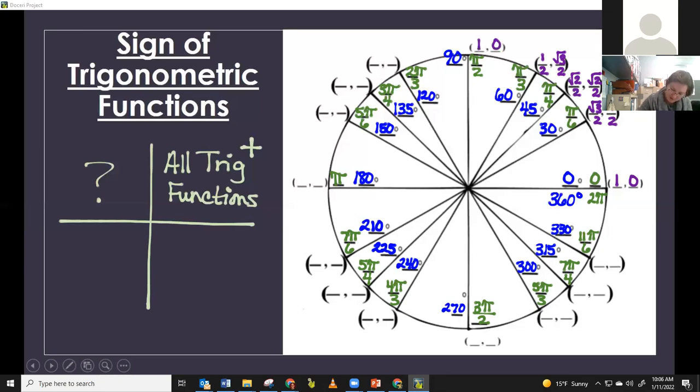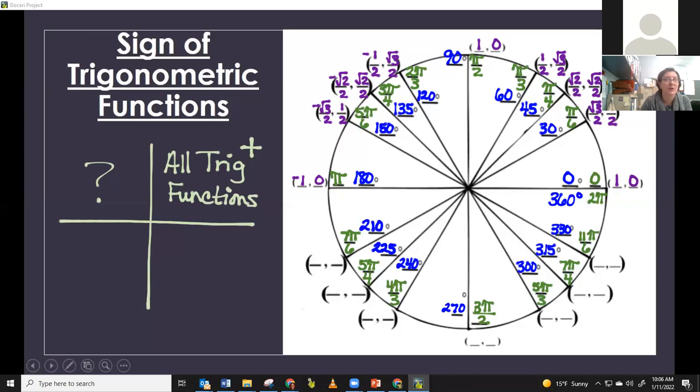Up at the top, I'm at 1, 0. Over in the second quadrant, I have negative x's, but positive y's. So negative 1/2, root 3 over 2, negative root 2 over 2, positive root 2 over 2, negative root 3 over 2, positive 1/2, and then over here, negative 1, 0.